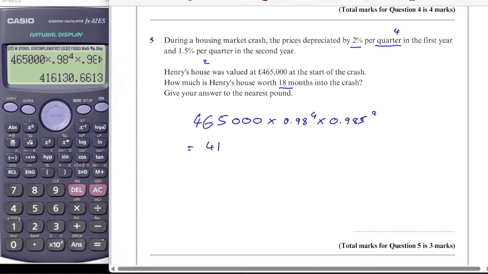So 416,130.6613. It's set to the nearest pound, so to the nearest pound, that's going to be 416,131. Okay, nice question. I haven't seen quarters. Good idea to look at that though.